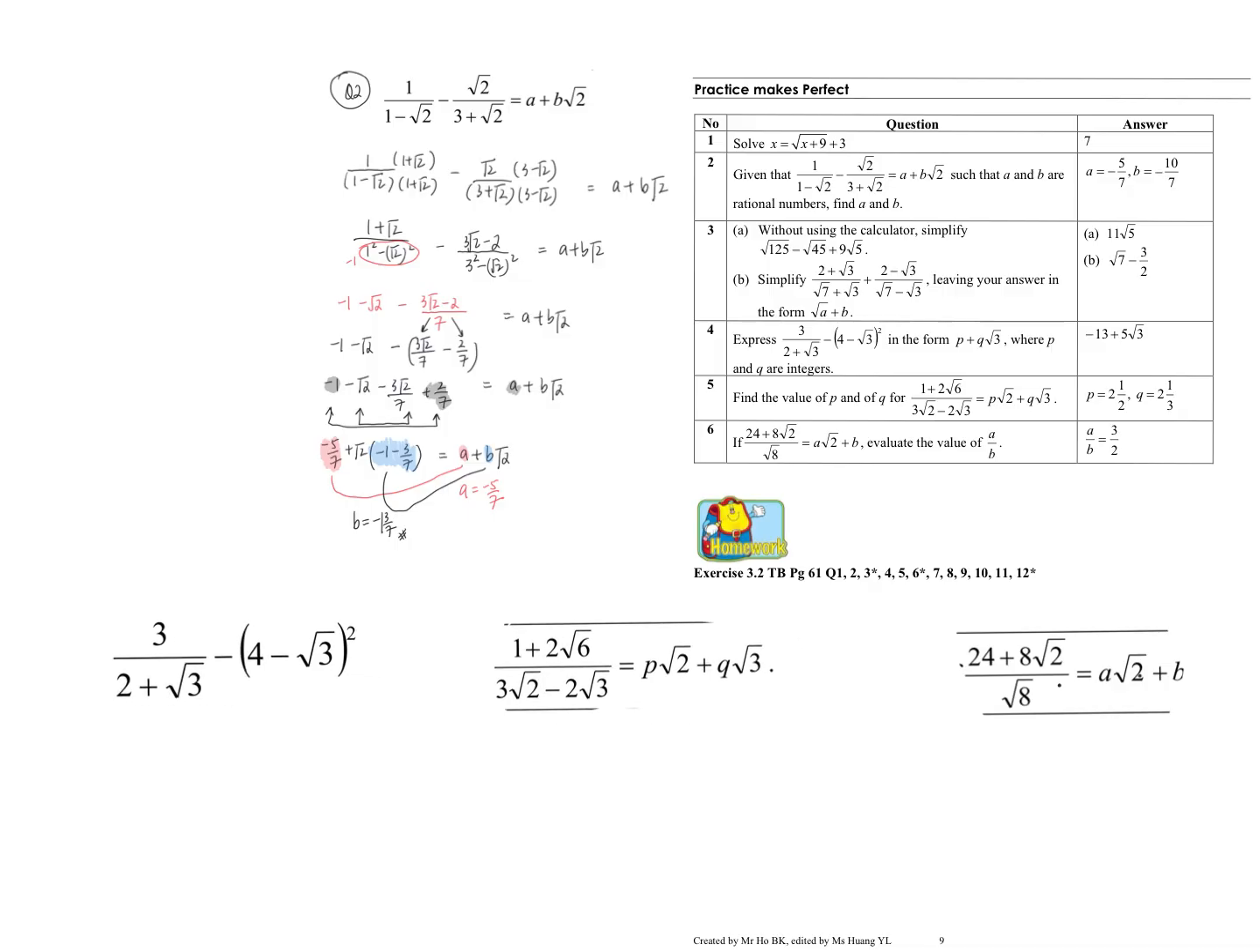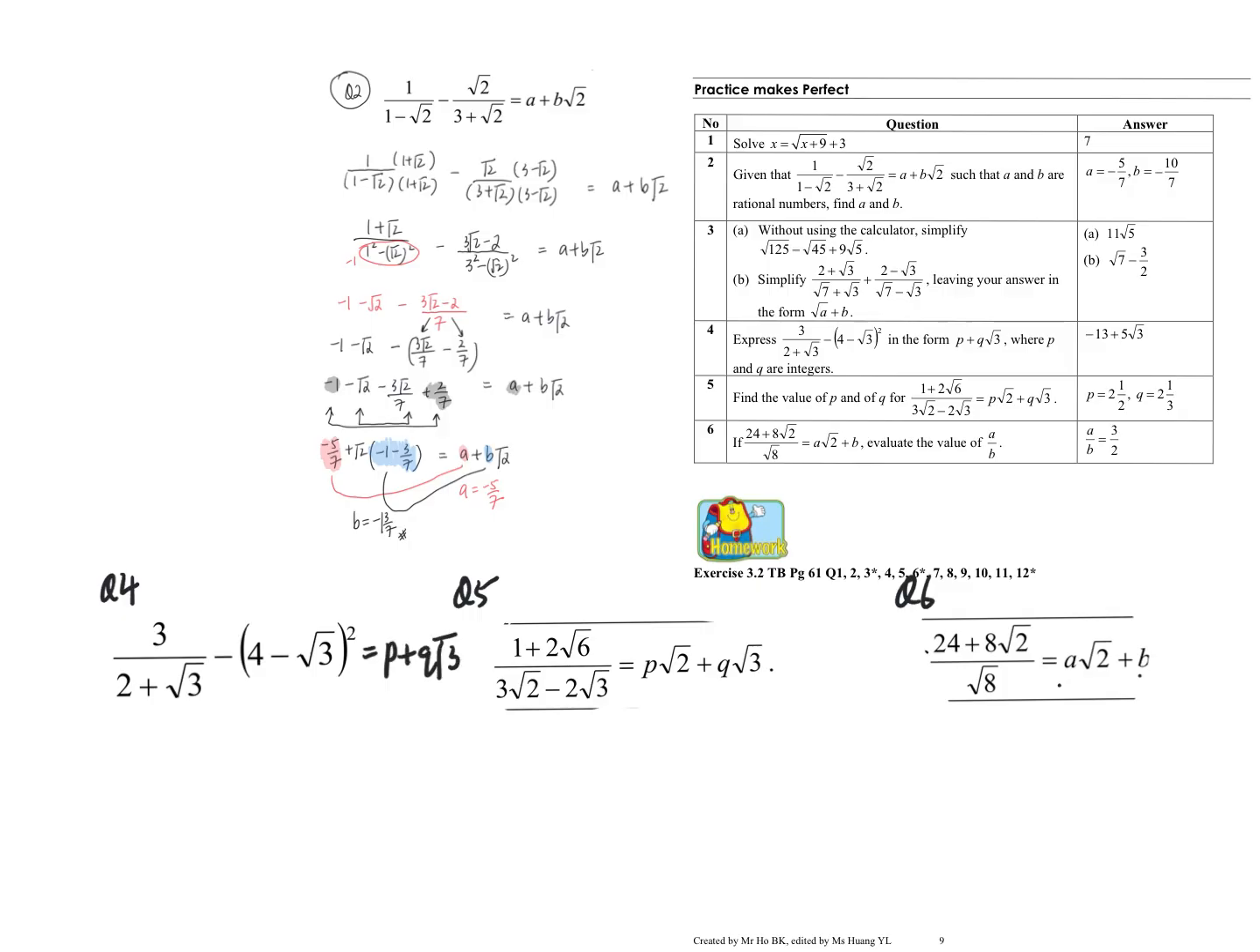Okay, this is 4, 5 and 6. If you look at the question, they want you to make this into this form. It's the same thing actually. Can you see some similarity in what they are asking you to do? They are asking you to simplify the left hand side and then compare with the right.